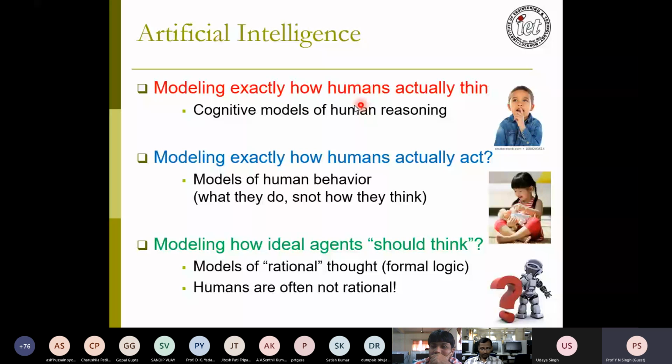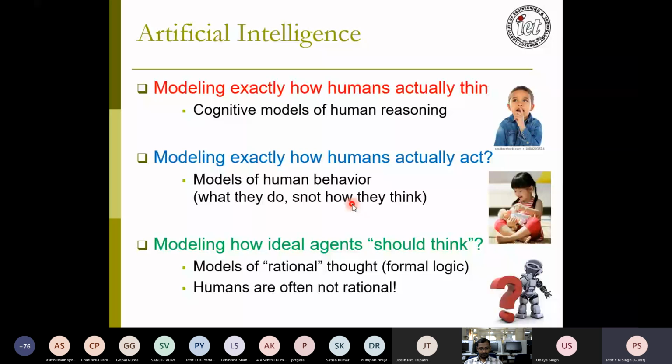Then again the question is modeling exactly how humans act. That is, a model of human behavior: how we act, how we react, or perform actions in the environment. There are several aspects that we observe in our day-to-day life, and all those aspects need to be modeled in machines.